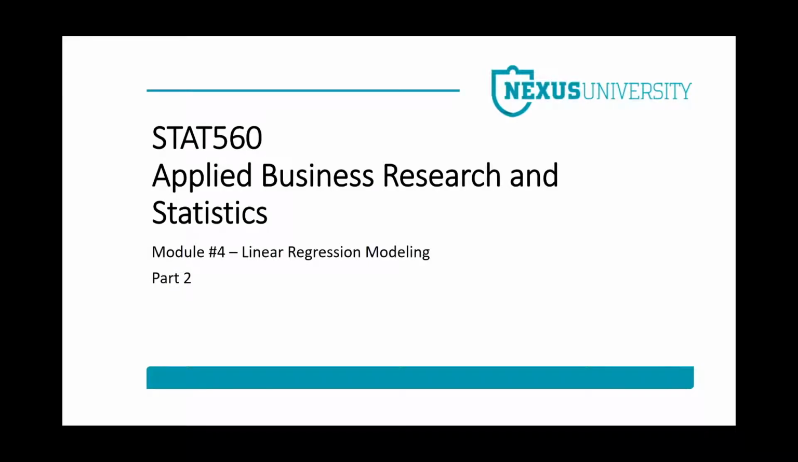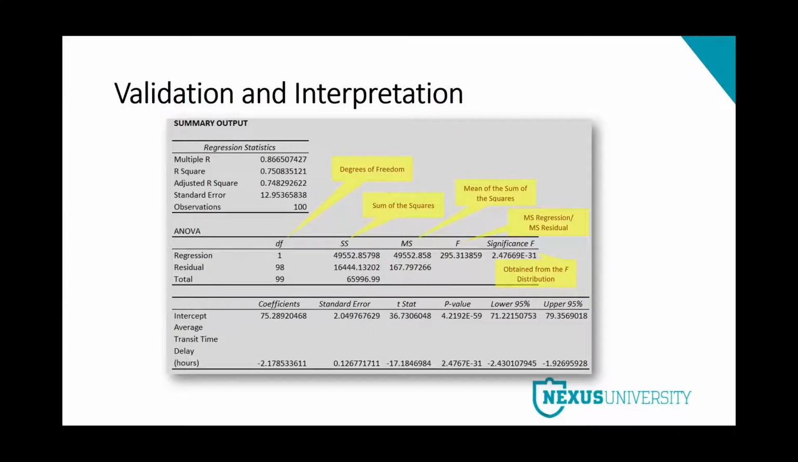This is part 2 of module number 4, Linear Regression Modeling for STAT 560, Applied Business Research and Statistics. This is the result coming from the Excel application of regression for the example we discussed in part 1. You should have already seen the tutorial leading to this result.